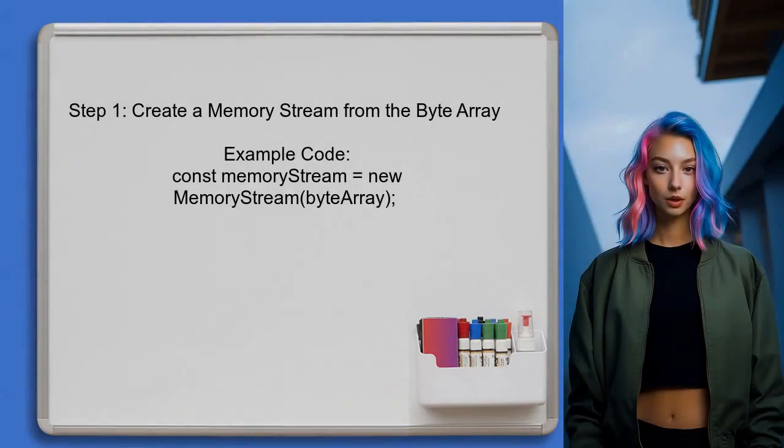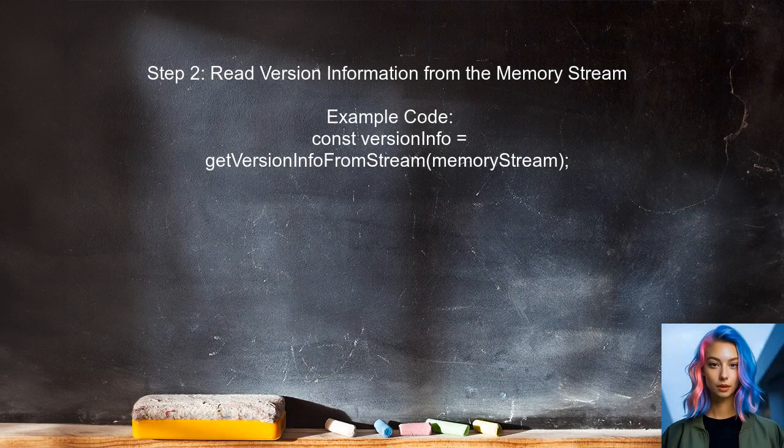To begin, the user needs to create a memory stream from the byte array. This allows us to treat the byte data as if it were a file in memory. Next, the user should use the appropriate API to read the version information from the memory stream. This typically involves using a method that can interpret the byte data.